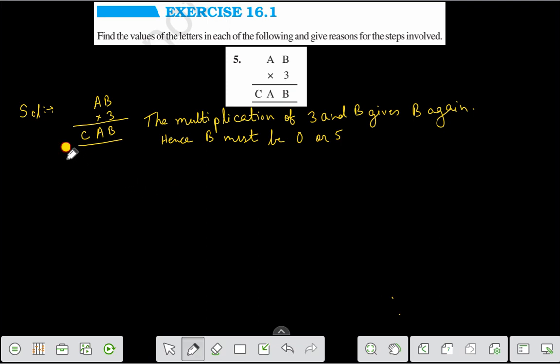Let B be equal to 5. The multiplication of the first step is equal to 3 into 5, which is equal to 15.